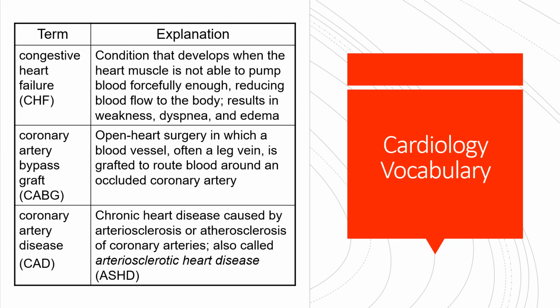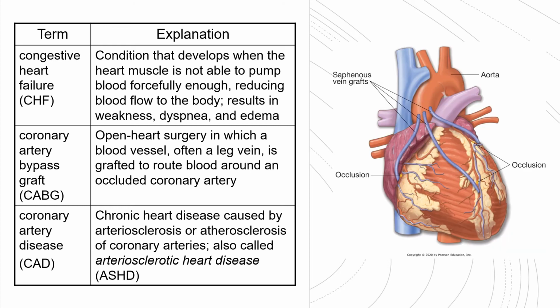Coronary artery bypass graft occurs during open heart surgery, in which a blood vessel, and this is often chosen from a leg vein, is grafted to route blood around arteries that are occluded in the heart.